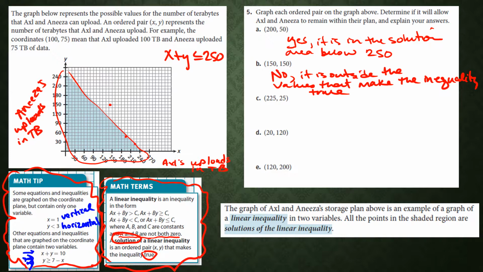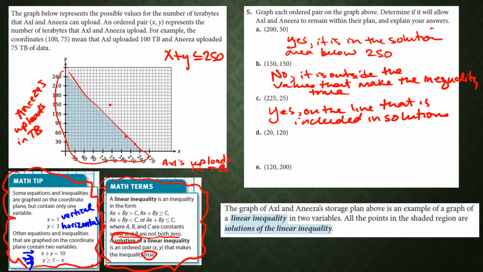Well, let's see if they add up. 225 plus 25 would be 250. It is right on the line, yes. On the line that is included in the solution. So it does make the inequality true, so we're okay. And then 20 and 120 would be about right about here, maybe, ballpark. And yes, that works. The explanation is going to be the same every time. That still makes the inequality true.